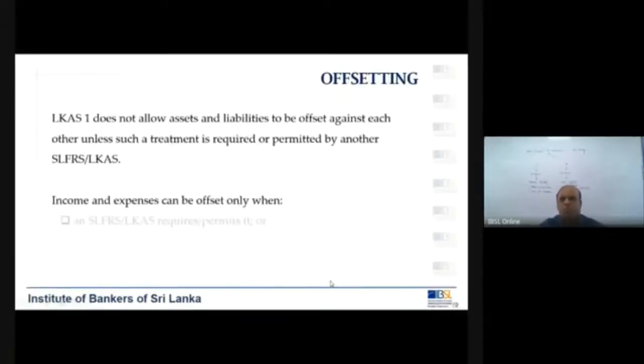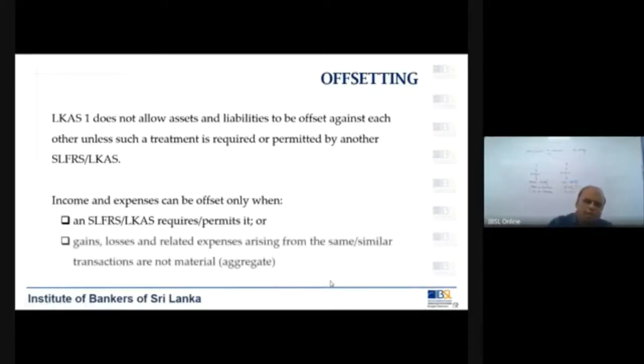So, as I told you, the income and expenses or the gains or losses could be offset only when it is permitted by the accounting standards. And you can do it for items such as the profit or loss on disposal, which are not material. Those can be offset.